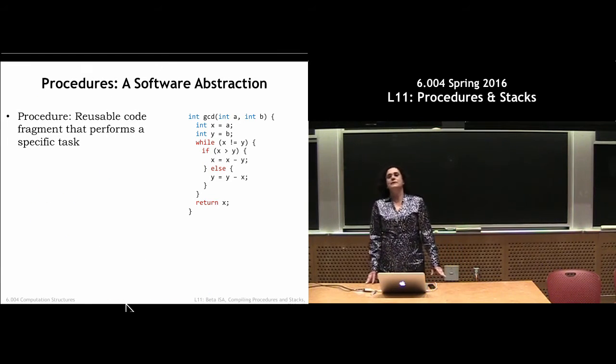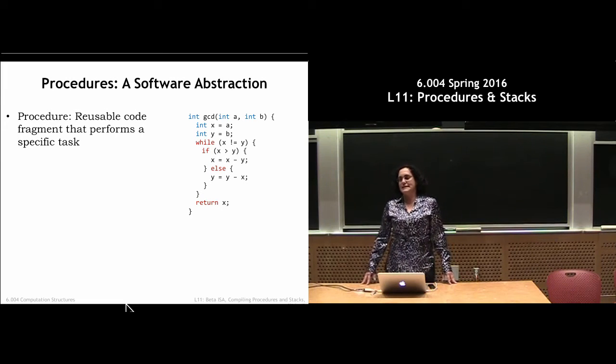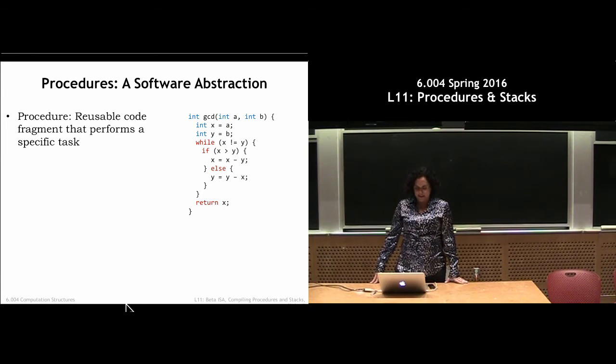So today we're going to be learning about procedures and stacks. And so ultimately, by the end of today's lecture, we'll also have a template for how you would go about compiling a C procedure into Beta assembly. It's going to be a little more complicated than these other statements that we saw, but hopefully it'll all be clear about how we want to do that by the end of today.